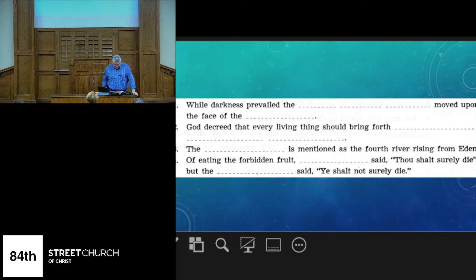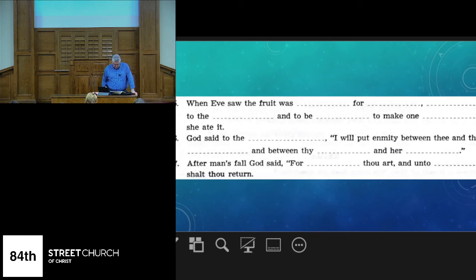Number 5. This is another fundamental teaching. Eve saw that the fruit was good for food, pleasant to the eyes, and desirable to make one wise. Lust of the eye, lust of the flesh, prideful.